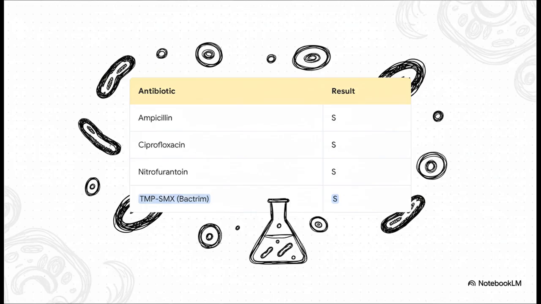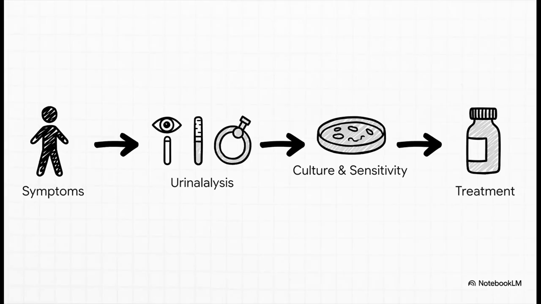So, next we test that E. coli against a panel of different antibiotics. The S you see next to each drug stands for sensitive. That means the antibiotic was effective at stopping the bacteria's growth in the lab. As you can see, this particular bug is sensitive to a few different options, and in this case, the antibiotic Bactrim was chosen for treatment. And that's it. That brings our whole diagnostic journey to a close.